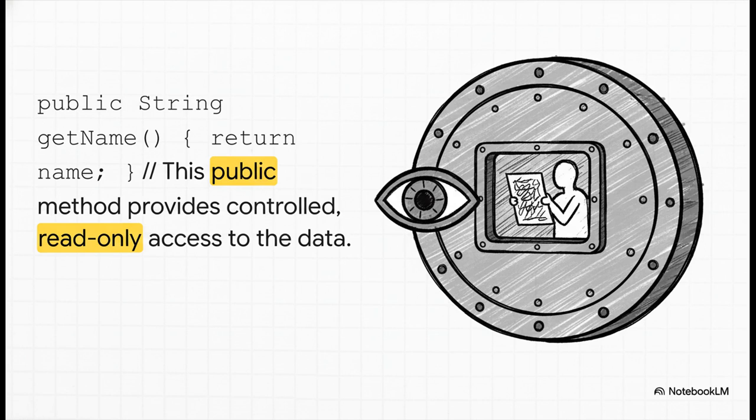Okay, step 2. We add our public getter. This little method, getName, is our safe viewing window. Any other part of the code can call this method and politely ask, hey, what's the programmer's name? And our class will just return the value. It's providing controlled, read-only access.